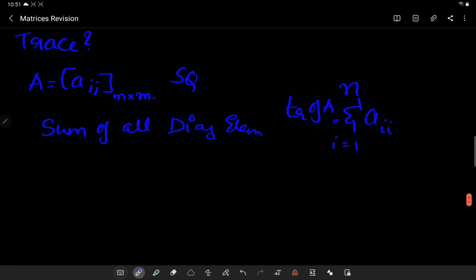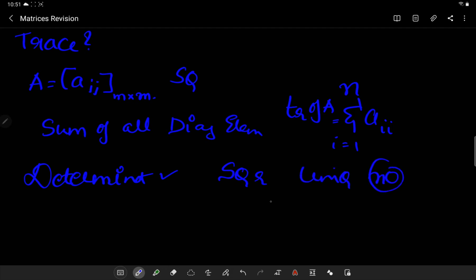Now the most important concept of this class, determinant. A determinant, for every square matrix, can be associated with a unique number or an expression, which is denoted by determinant, or also I can write it as det A.